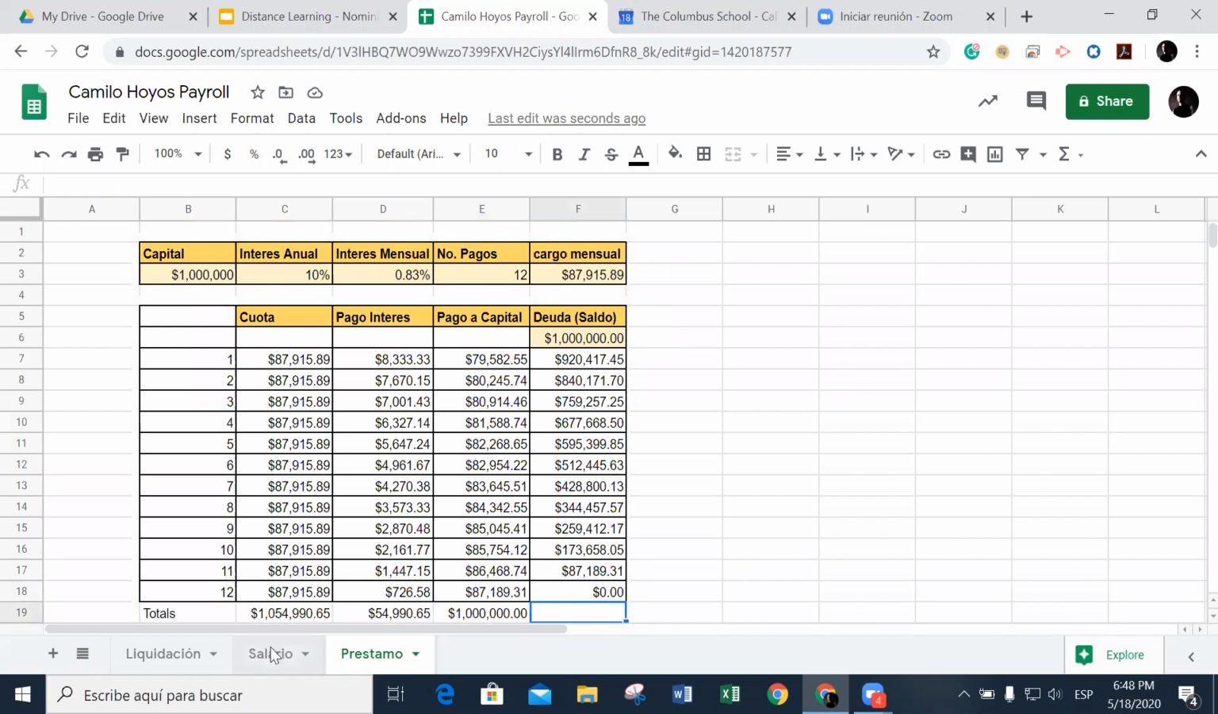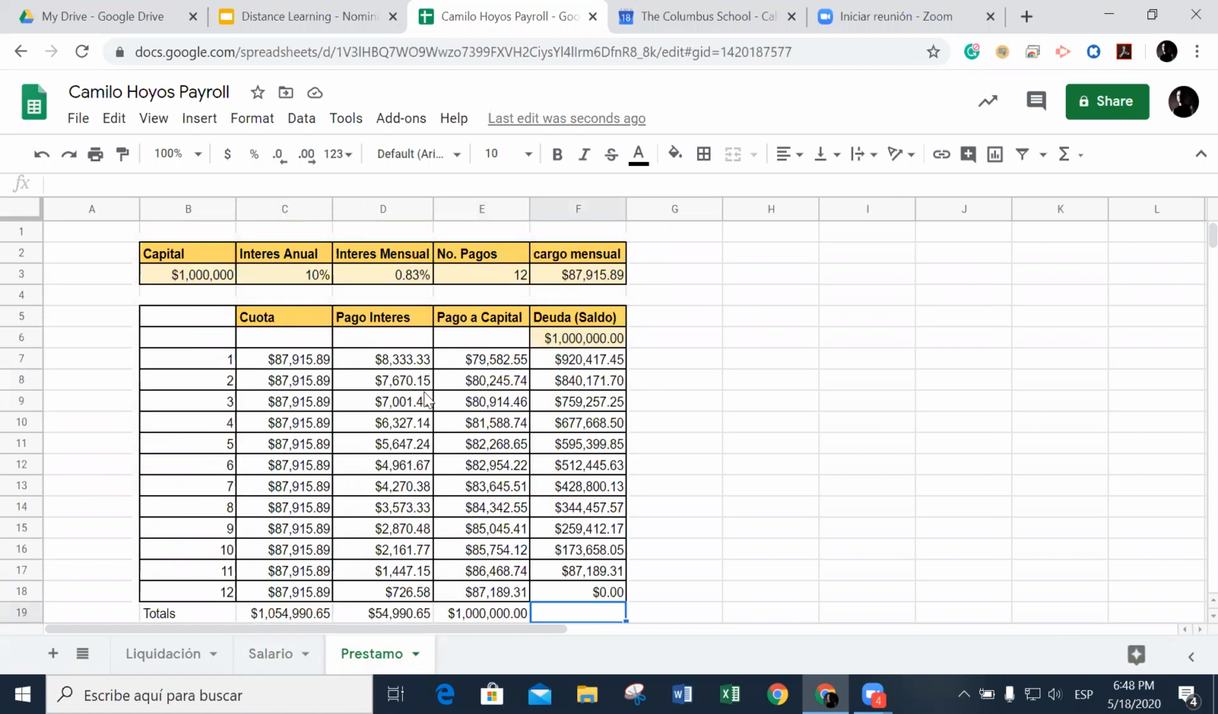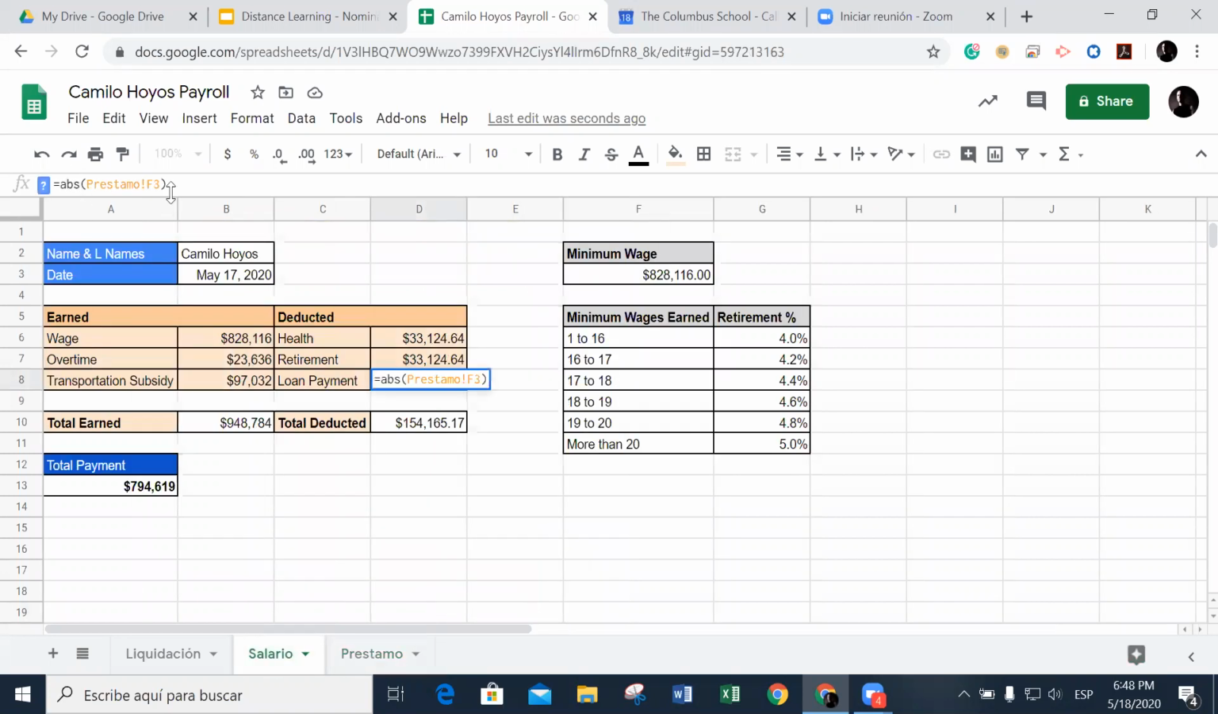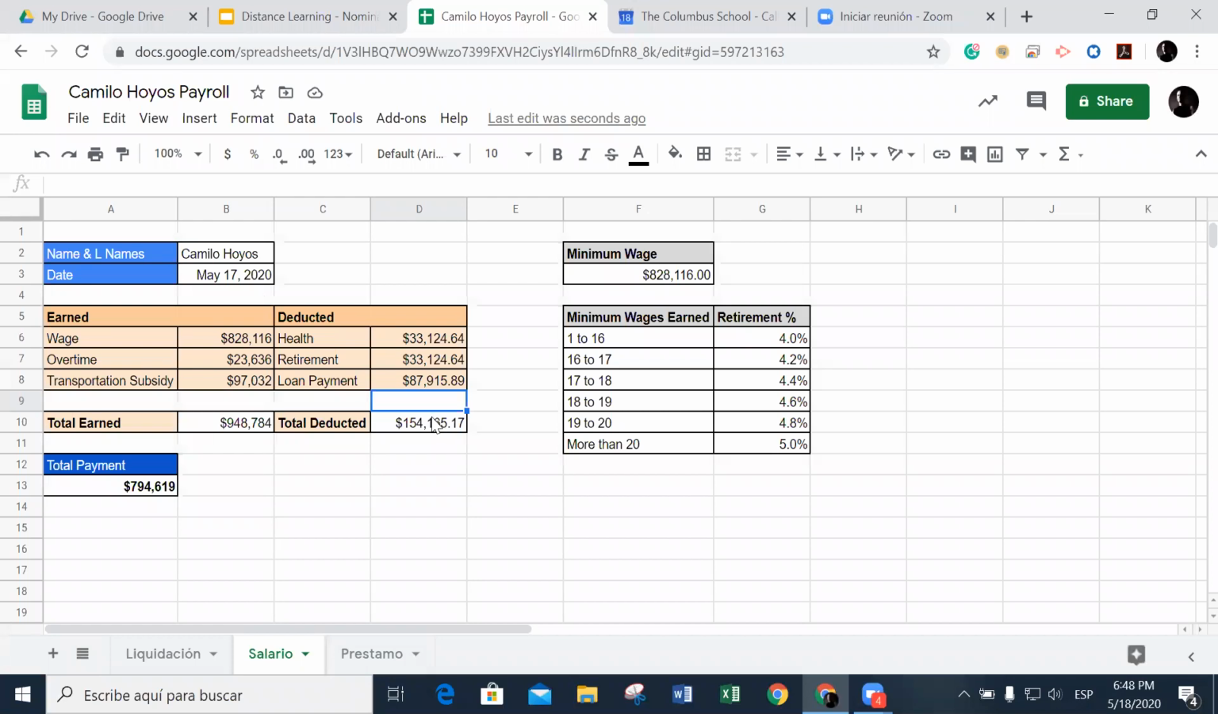So let's go back to this salary thing. The loan payment, remember, per month, has to equal this one here. Cargo mensual. So equals that. That is the loan payment. Now, don't worry about this ABS that I put in here. This ABS is because I had the formula here without this minus, so it was giving me a negative result. But I don't like a negative, so I put this minus in here. And now I don't have to add the ABS in this formula, right?